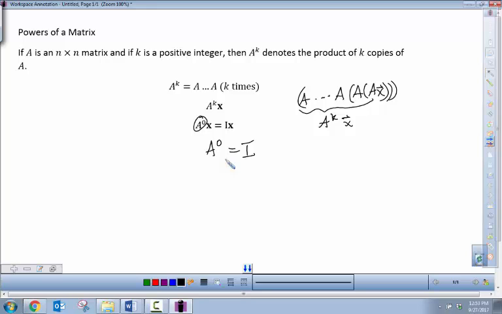This is I. Which is equal to x. A to the 0 is the matrix with 1, 0, 0, 1. Yes. So weird. It is. So it's not like what usually.